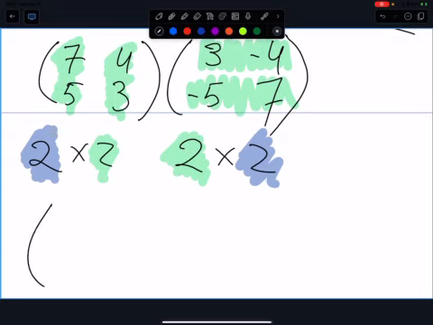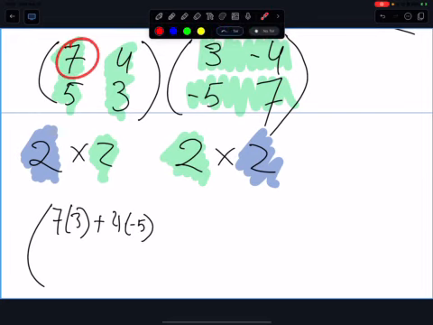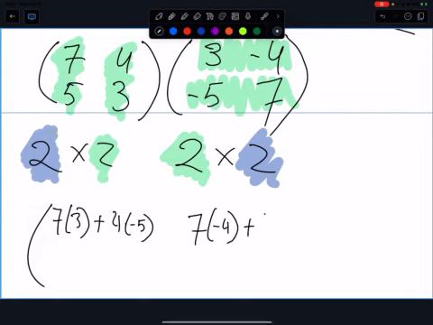What is it? Rows times columns. So 7 multiplied by 3 plus 4 multiplied by minus 5. That is the first one. That is the first one of the second one. That's the first. Then you go to the right hand side. Same thing. 7 times minus 4 plus 4 times 7.